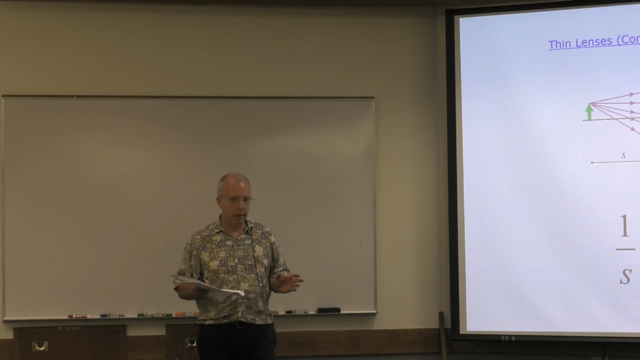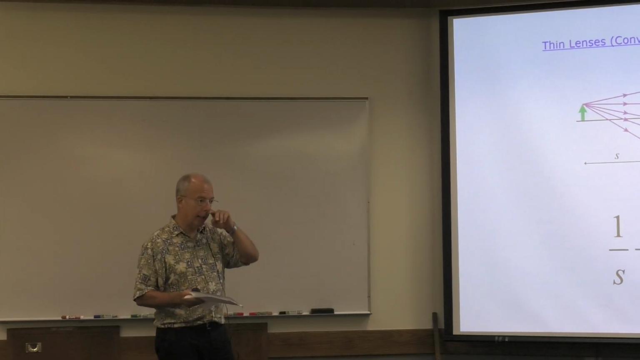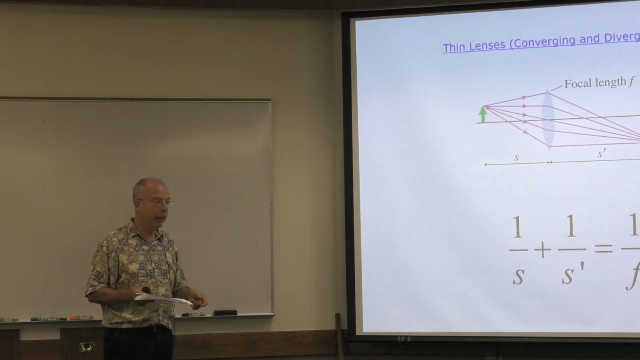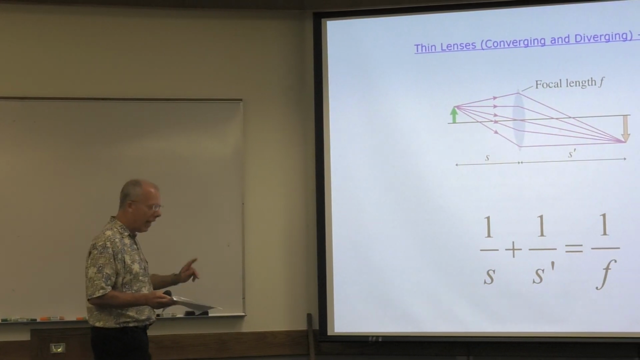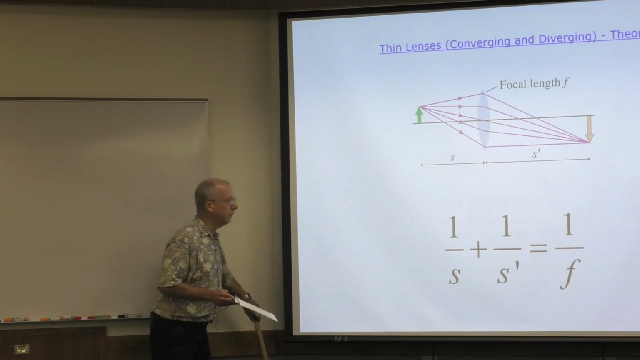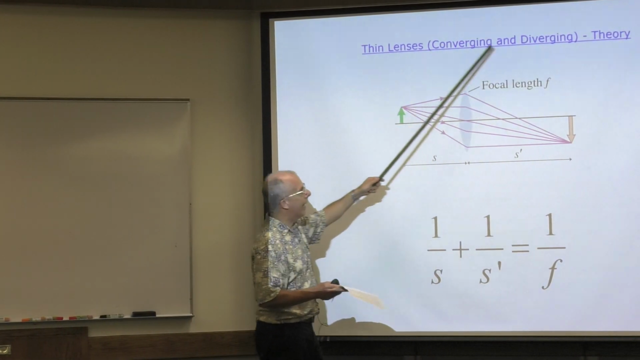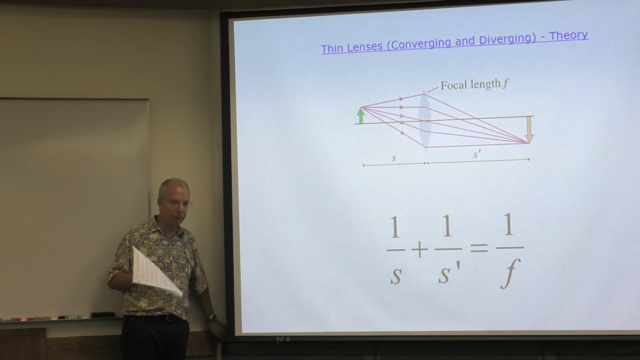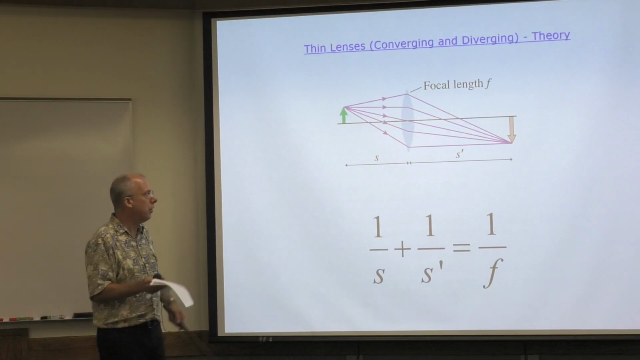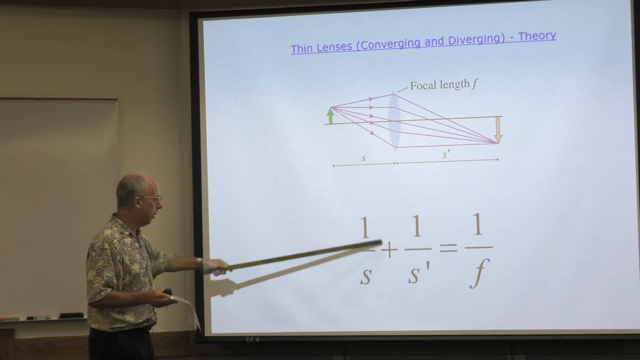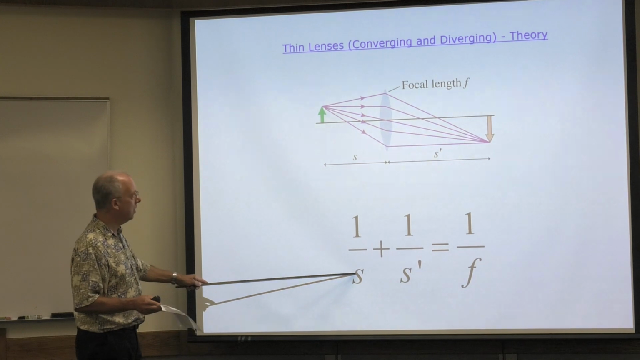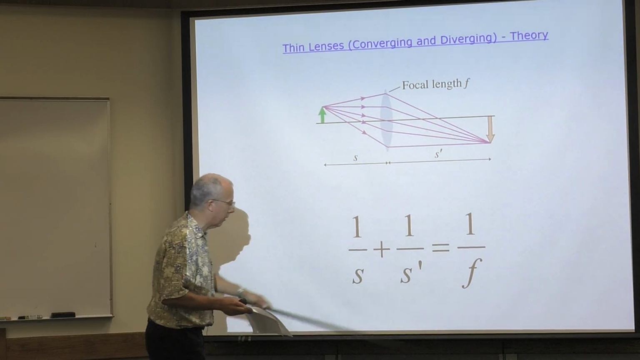Okay, so now we're going to figure out the image location and magnification using what's called the thin lens equation. What's nice about this equation is it works for converging and diverging lenses, as long as you use the sign convention, which I'll show you in a minute. So here's the equation: 1 over s plus 1 over s prime equals 1 over f. This is the object distance, this is the image distance, and that's the focal length. So that's all there is to it.